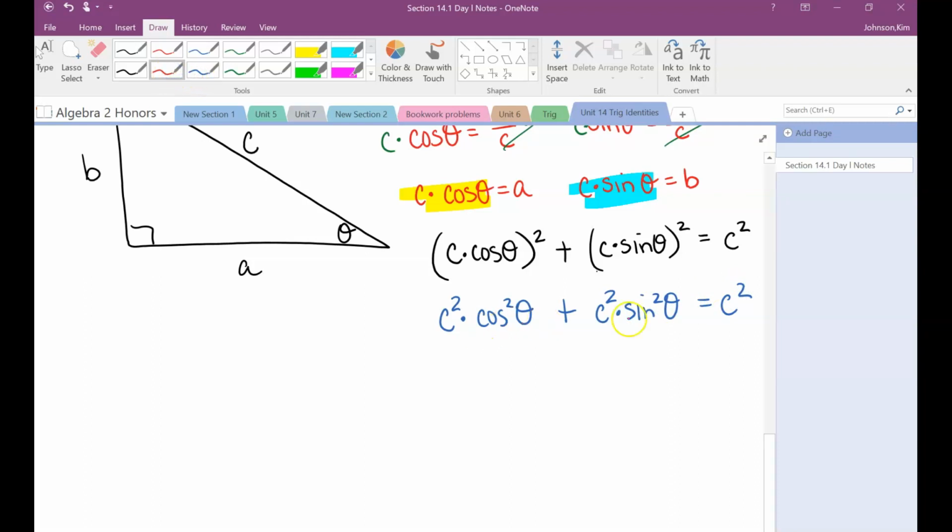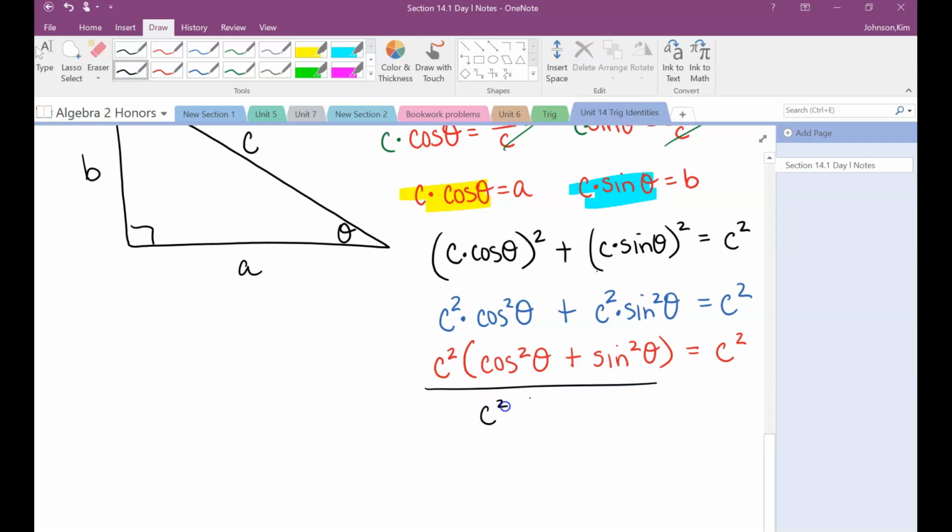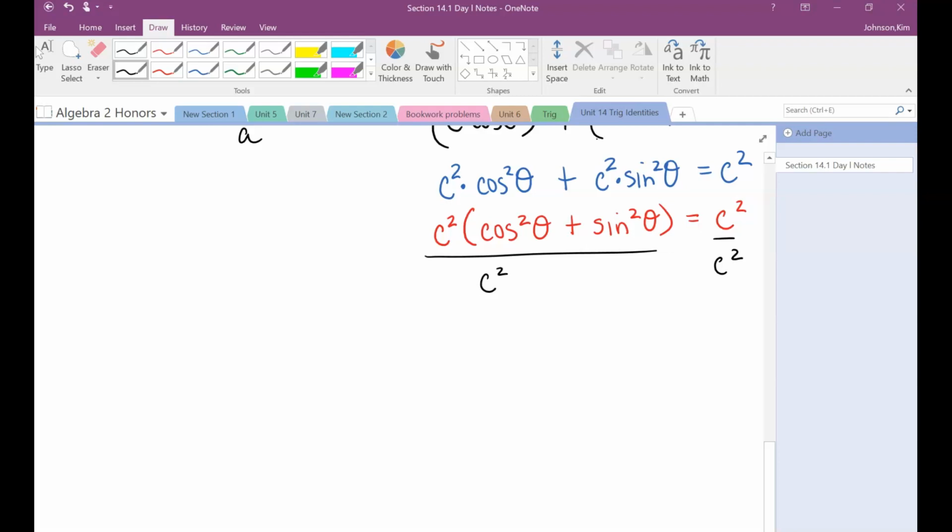And then I'm noticing that all these terms have a c squared in them. So I'm going to factor out c squared. So the left-hand side is c squared times cosine squared of theta plus sine squared of theta equals c squared. And now I can divide both sides by c squared. And as a result, I get my first Pythagorean identity: cosine squared of theta plus sine squared of theta is equal to 1. Okay, so this is the first Pythagorean identity of 3. So let's jot that down, make sure we've got it here. Cosine squared of theta plus sine squared of theta is equal to 1.